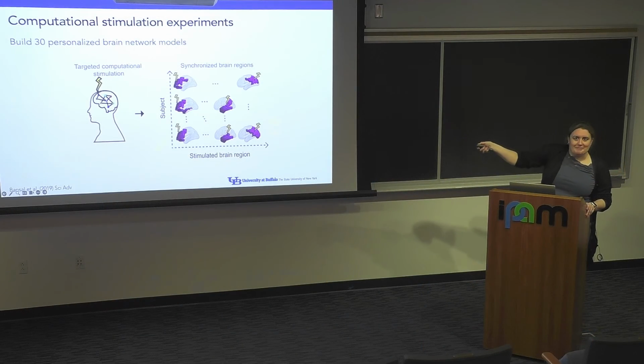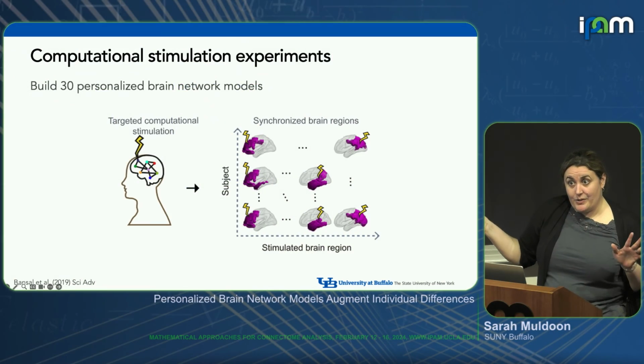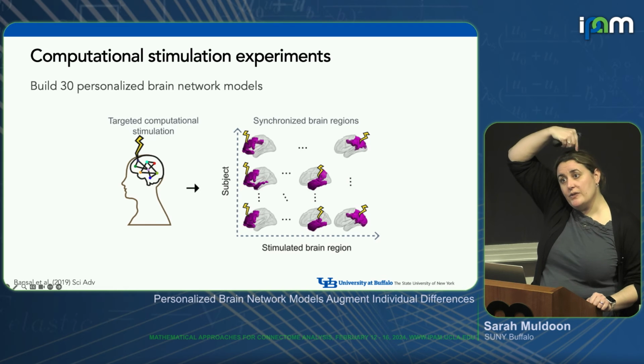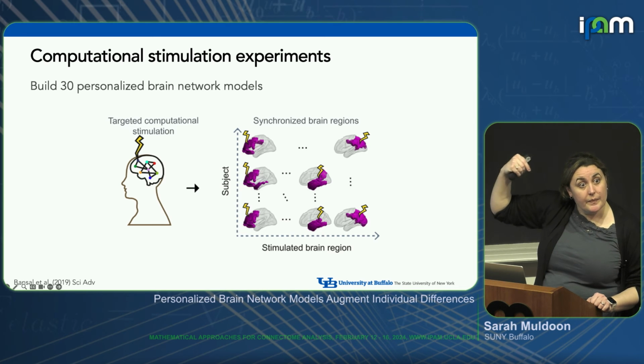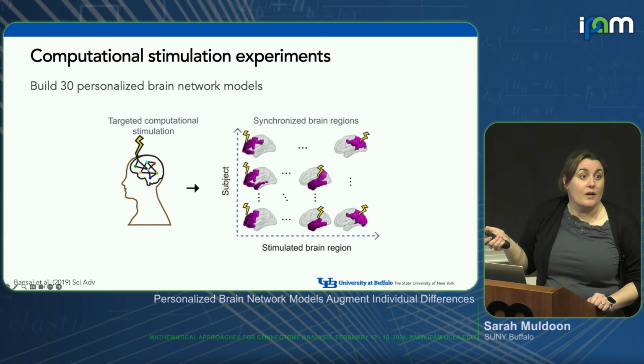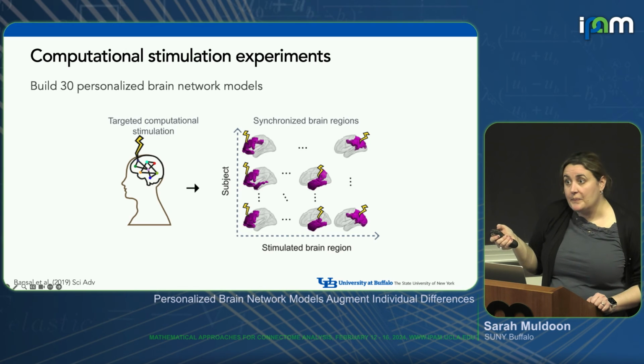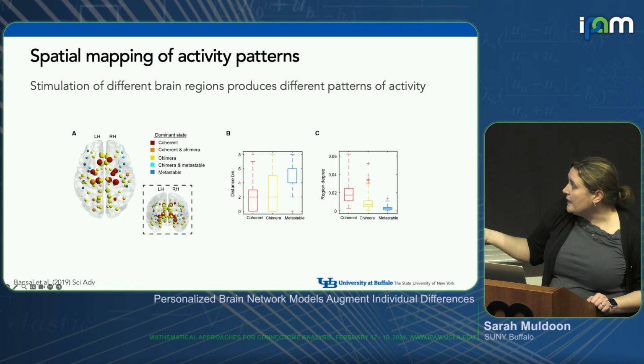All right, so she had 30 people in this data set, and so she built 30 of these personalized brain networks. So for each subject, now she can go through and stimulate every single region in the brain. Okay, so you have two different parameters that we can look across: the simulated brain region, so how does this pattern differ depending on where you stimulate in the brain, and then how does that differ across people? Okay? So she went through and performed a zillion of these computational experiments. Okay? And here's what she found.